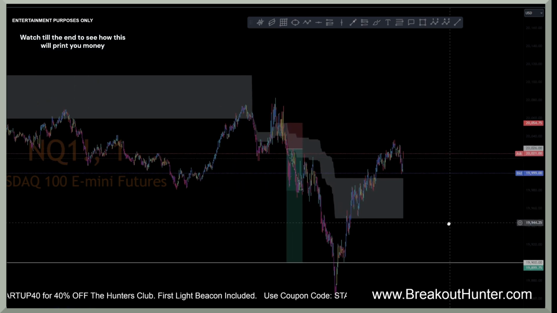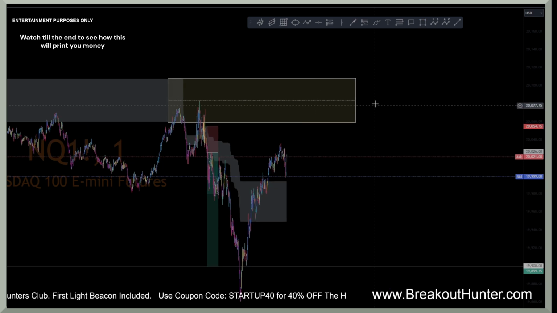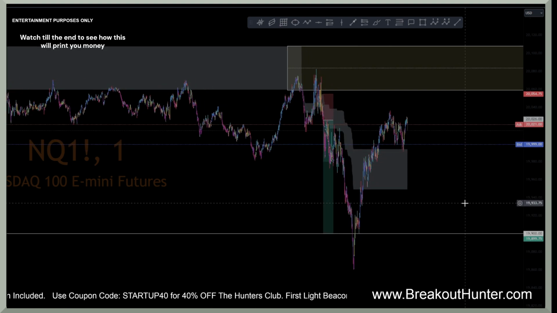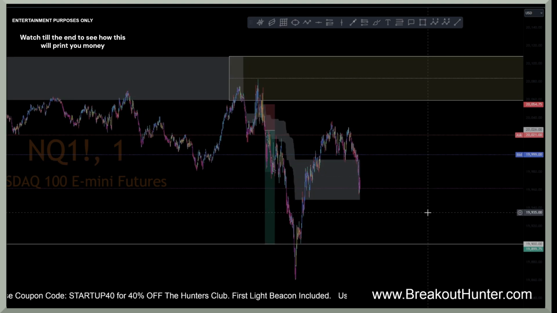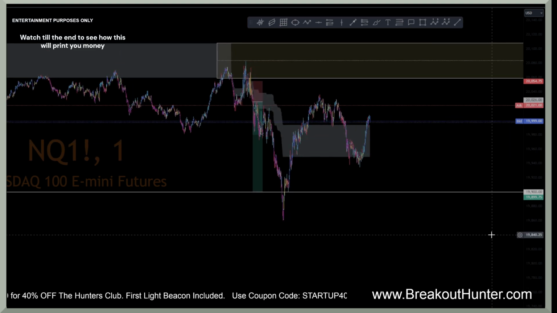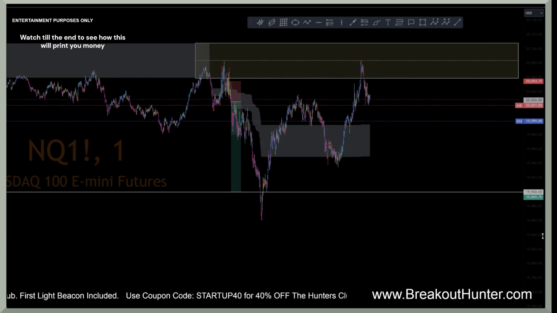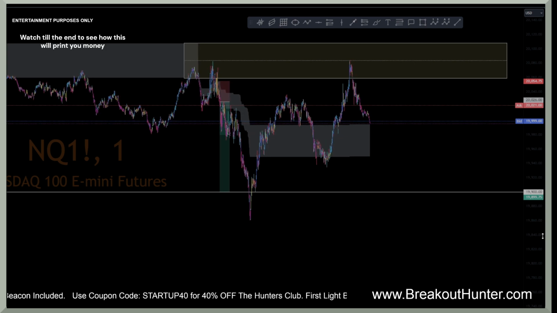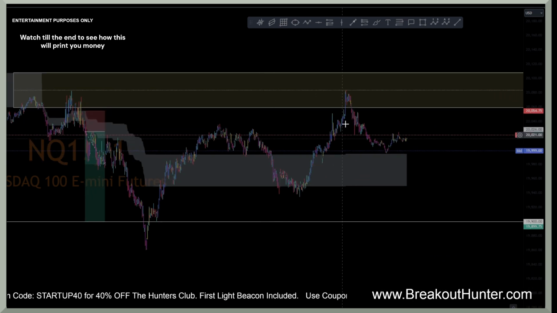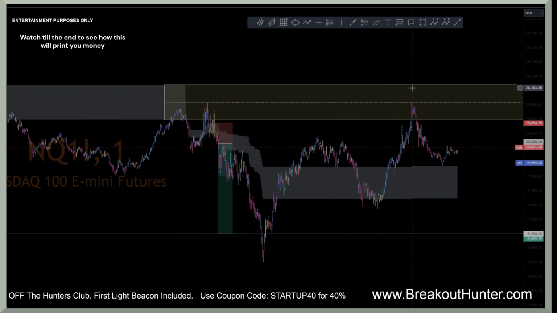Now I want to note something here. I want to note something. So if you do this previous zone, check that out. And that was the whole day. That was the return to supply right there. Actually, it started here, but this was the pullback before it came back to it.